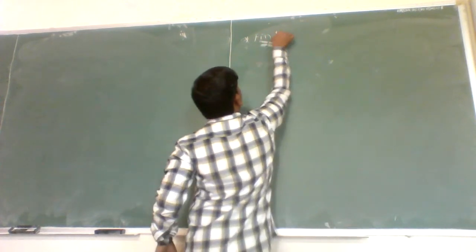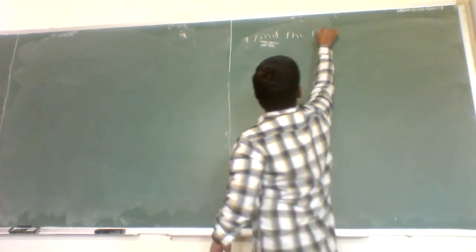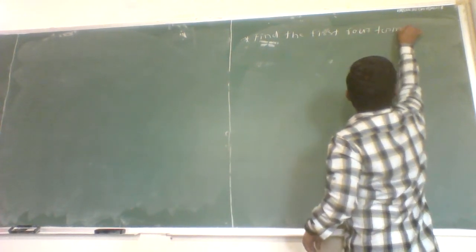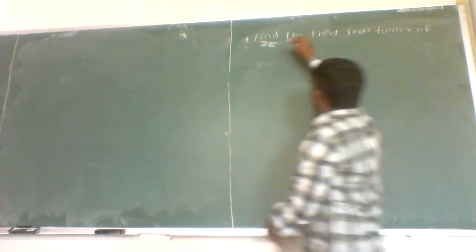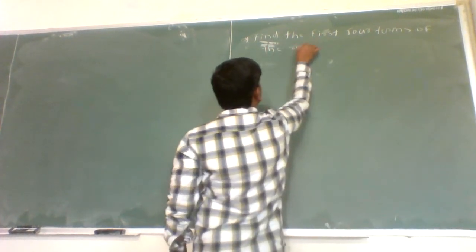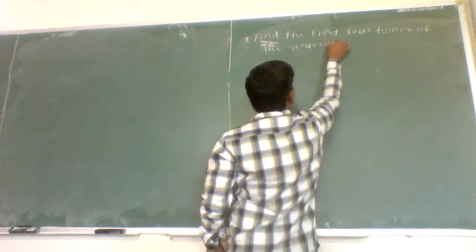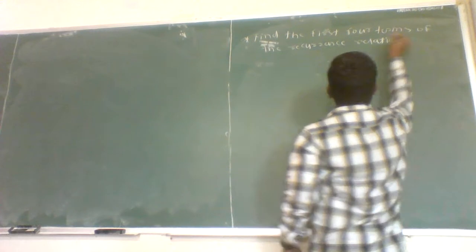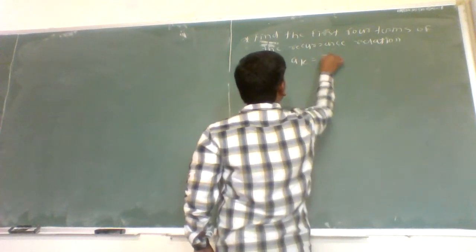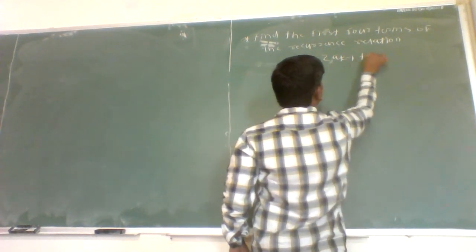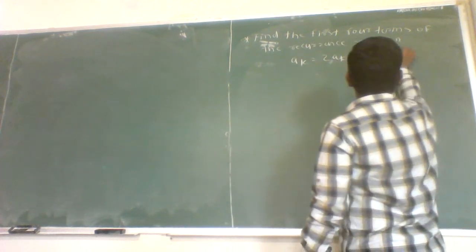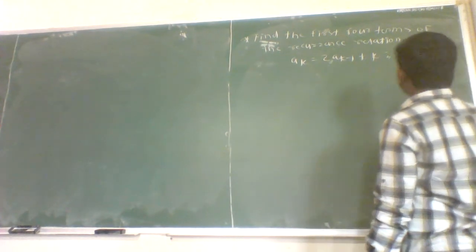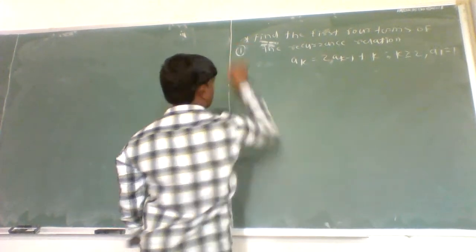Find the first four terms of the recurrence relation ak equal to 2 times ak minus 1 plus k whenever k is greater or equal to 2, and initial condition a1 is equal to 1. This one is the first one.